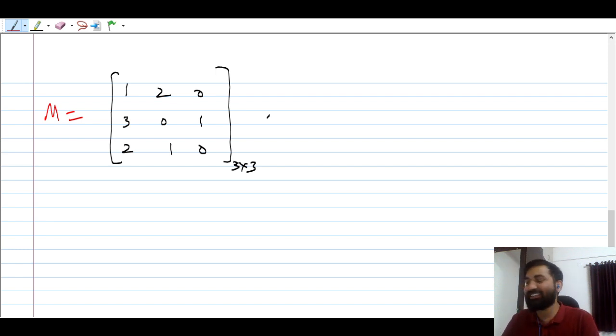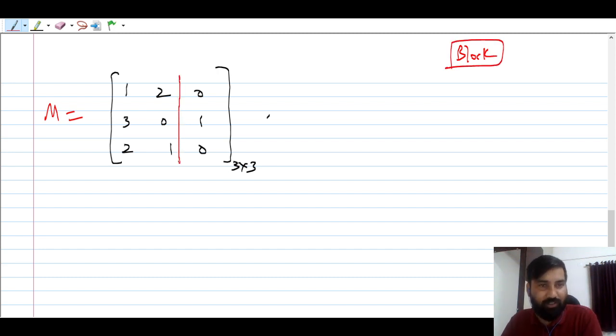Partition means I'm going to divide this matrix into smaller matrices. This is a big matrix, a 3 by 3 matrix, and I'm going to divide it into smaller matrices. They are called blocks. You see here, I'm going to divide this like this.